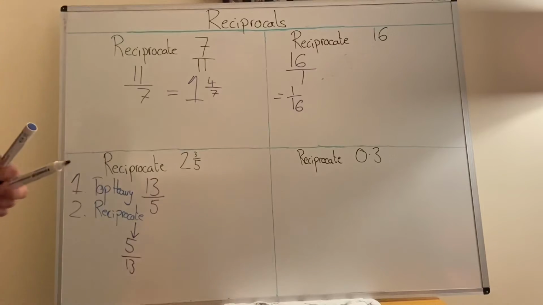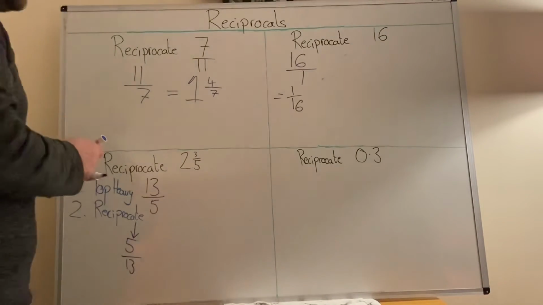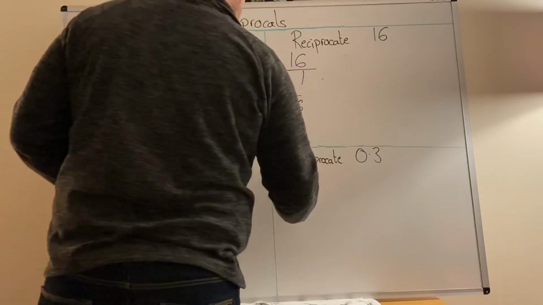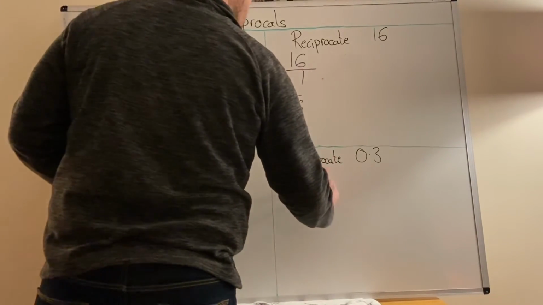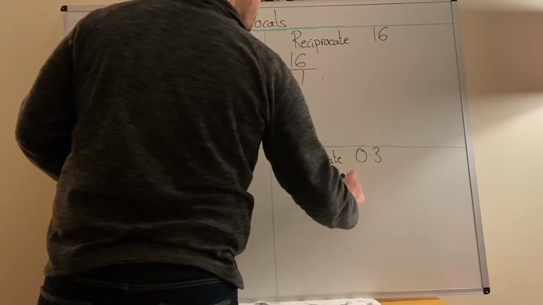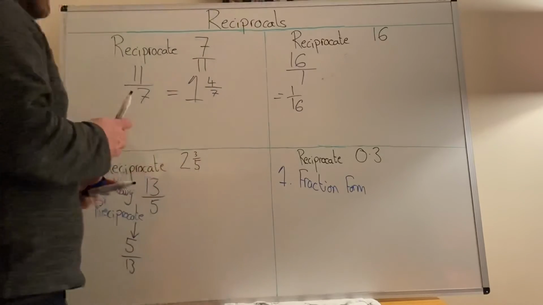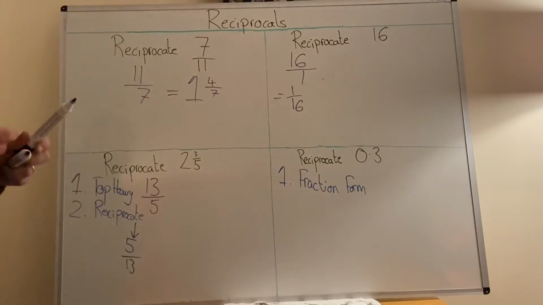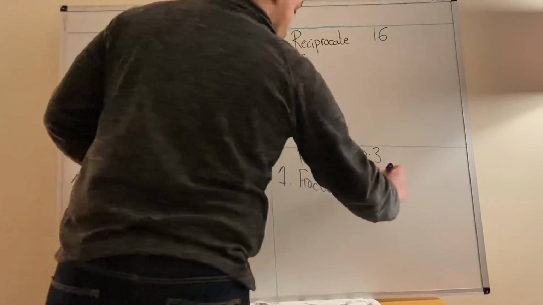Now the last one is a bit of a trick. They can give it to you. It's not massively challenging. You just need to know what you're doing with it. So step 1 is to put it in fraction form, and it's up to you what fraction you want to put it into. So long as it's the equivalent of 0.3, it doesn't matter which fraction you pick. I'm going to pick 3 over 10.